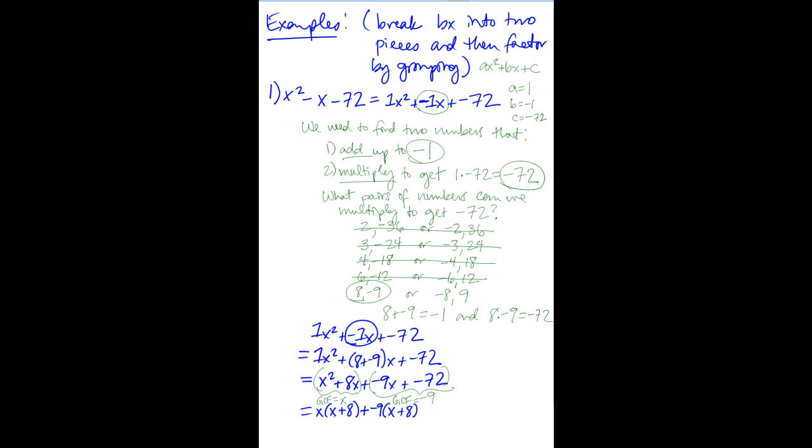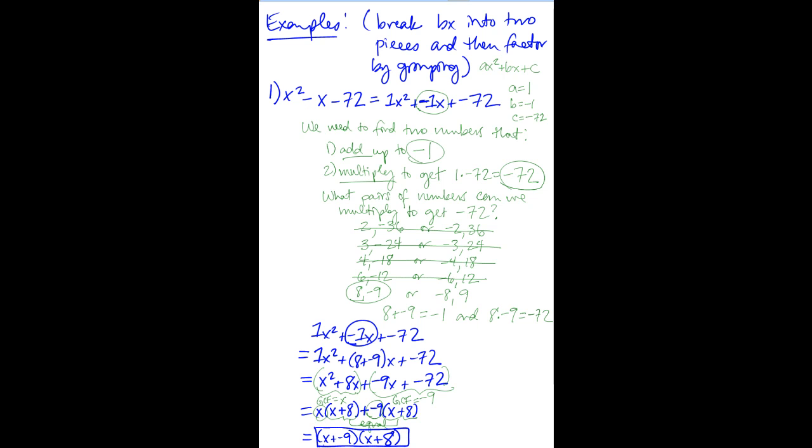Now we can see that in fact these 2 variable parts are equal, which is what we need. So we can just add these two coefficients. So we get x plus negative 9 times x plus 8. And we have factored this expression.